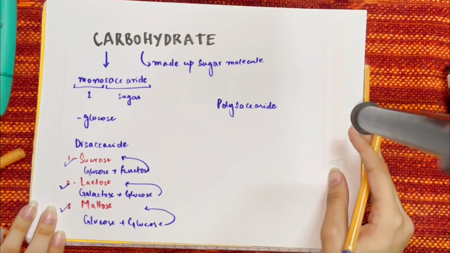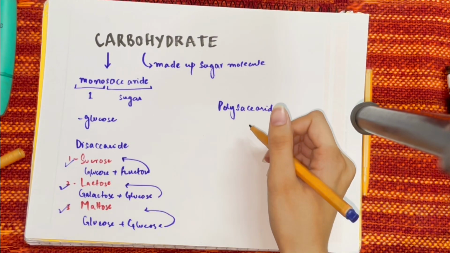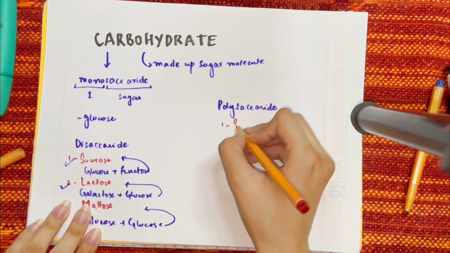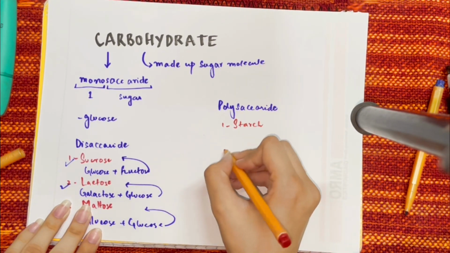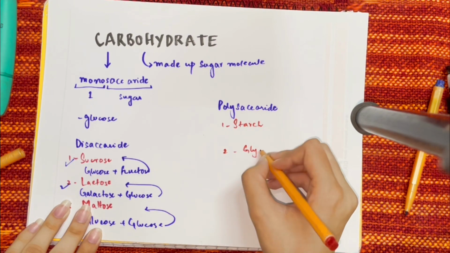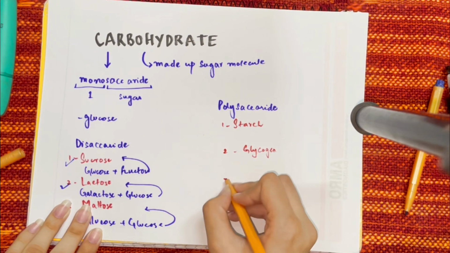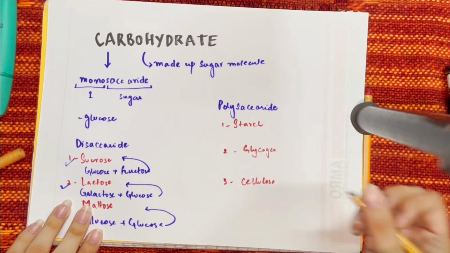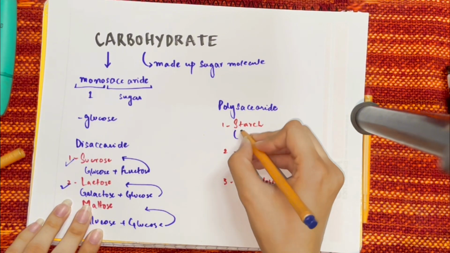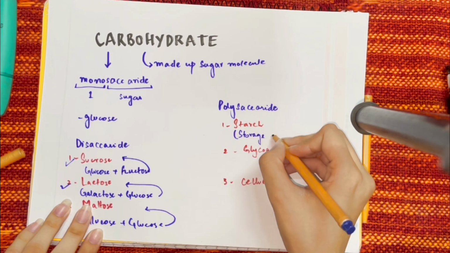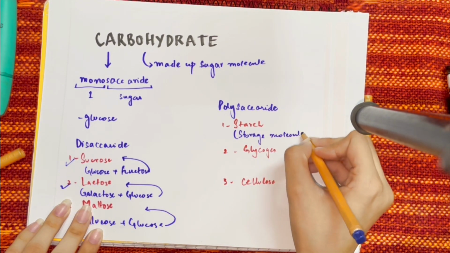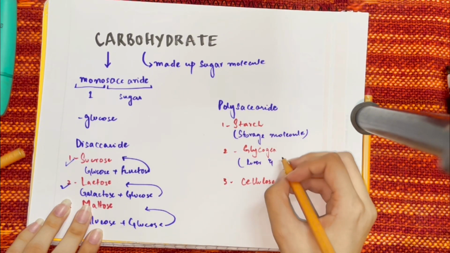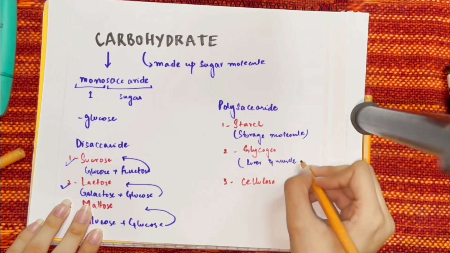What about the polysaccharide? For polysaccharides, we have three main examples. Number one is starch. Then we have glycogen, and number three is cellulose. You have heard about starch. Starch is basically a storage molecule in plants, whereas glycogen is found in the liver and mammal cells, or you can say also found in the muscle cells.